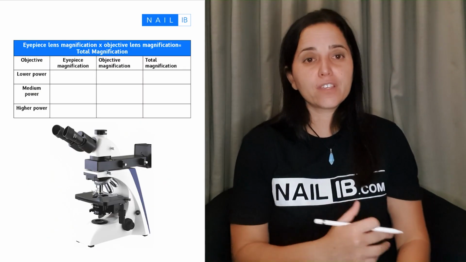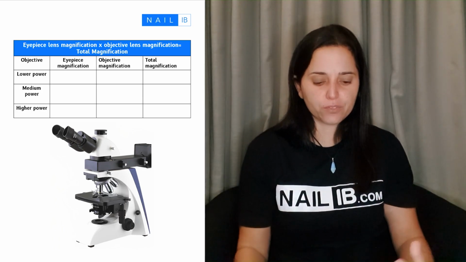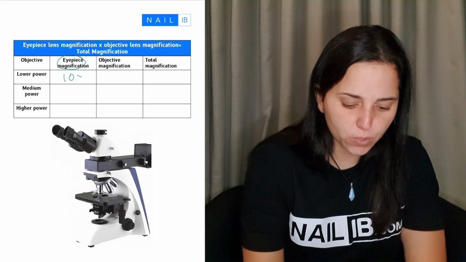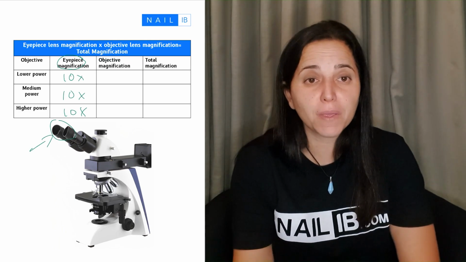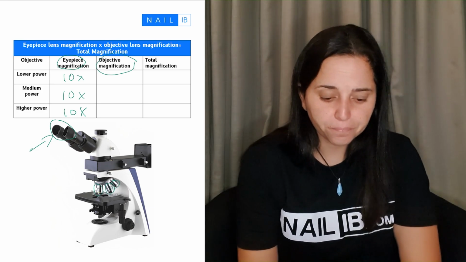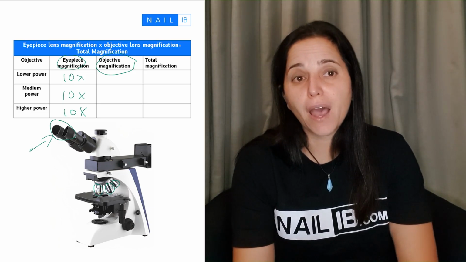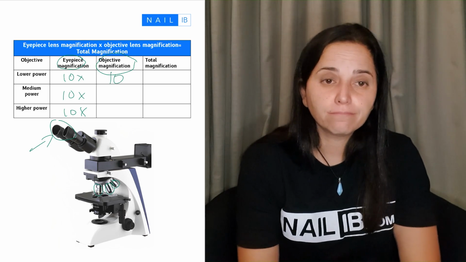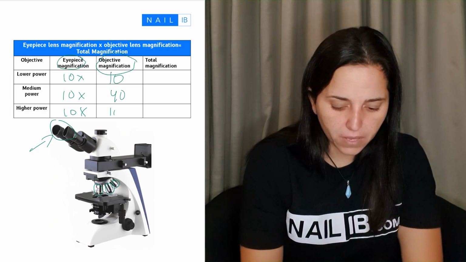So here is the next thing after you have done the specimen: how to get those magnification numbers. We know that the eyepiece right here is always 10 times no matter what. The objective lenses, which are these guys right here, are basically saying that you're going to have different magnifications at different powers. For the low power, usually it can be 10 times. Medium will be about 40 and high power will be 100.